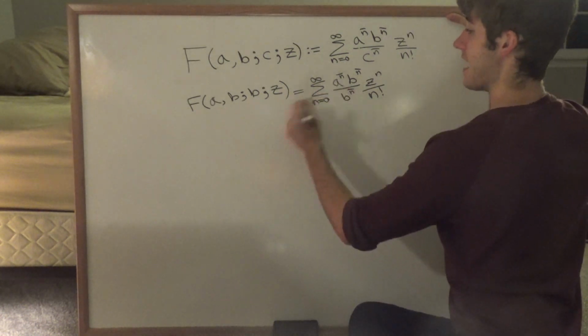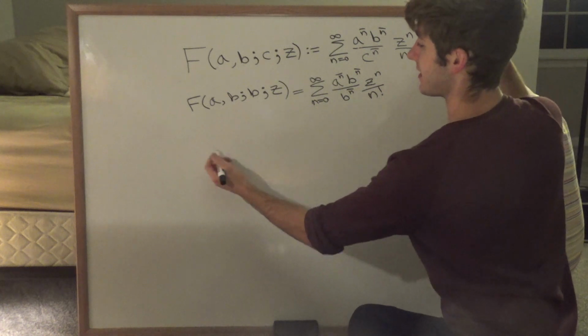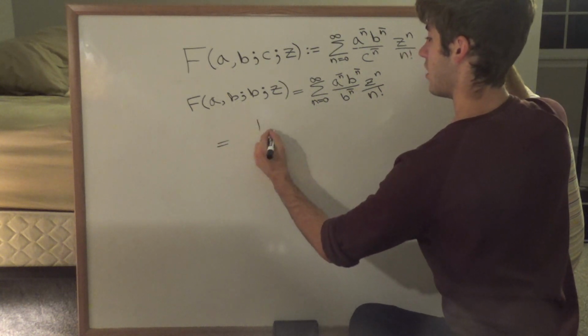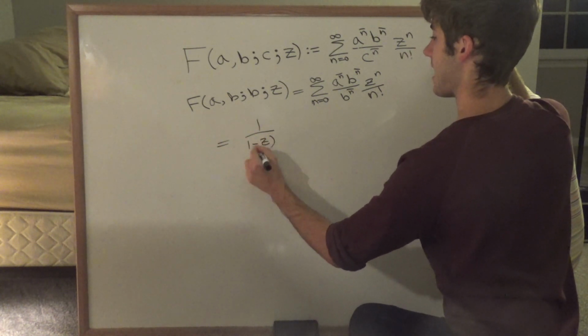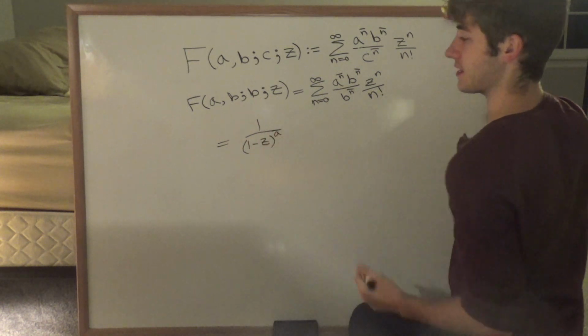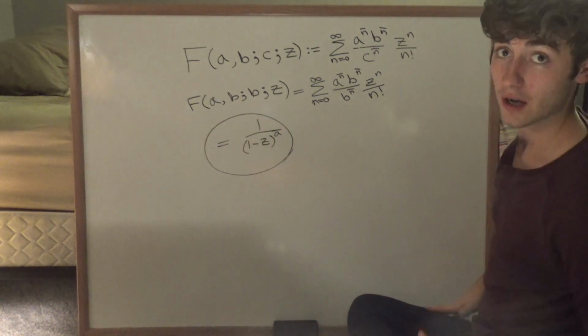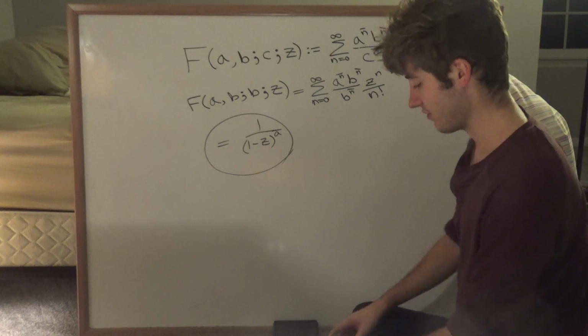In fact, if you plug in a there, you don't end up with just 1 over 1 minus z, you actually end up with 1 over 1 minus z to the power of a. I'm going to leave that up as a puzzle for you to do on your own. And we'll see how far you get.